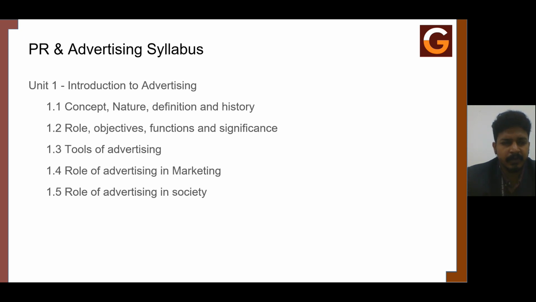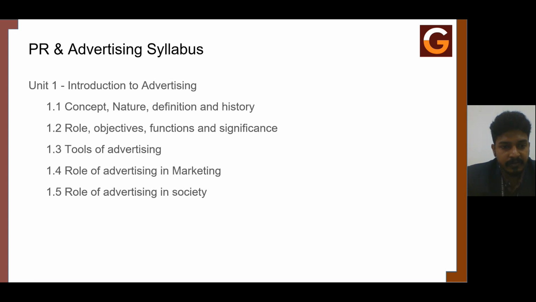1.3 would be looking at different tools of advertising. We'll have a broad overview of what kind of different techniques are being used for advertising, what kind of media are used, where is it being implemented. 1.4 is the role of advertising in marketing, trying to understand the importance of advertising in the case of businesses, individuals, organizations, and trying to understand how important it is for marketing departments in different kind of organizations.